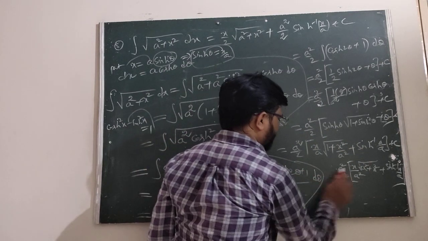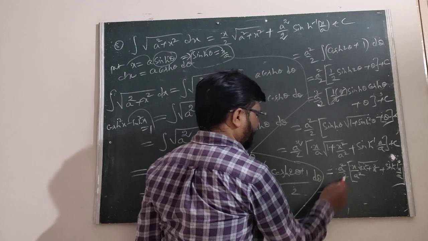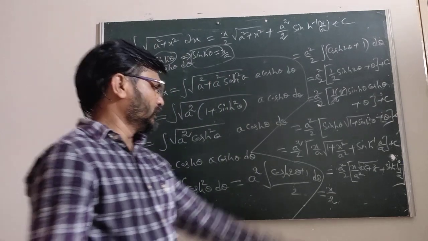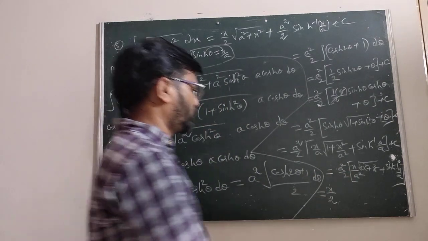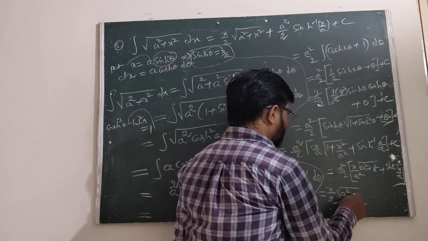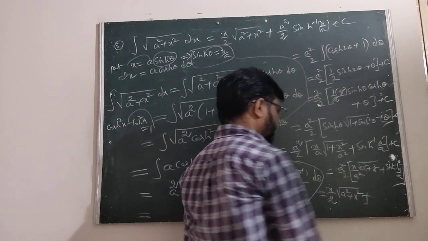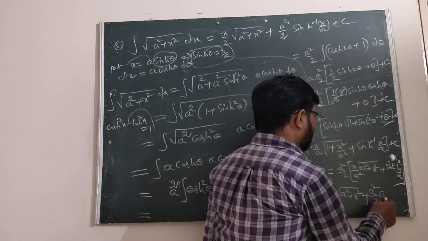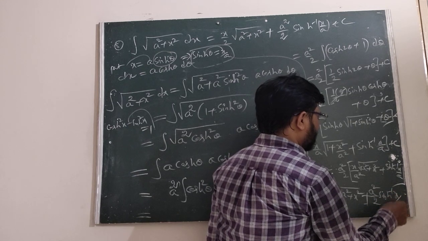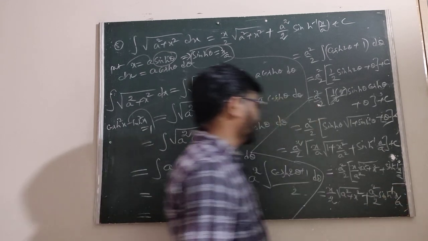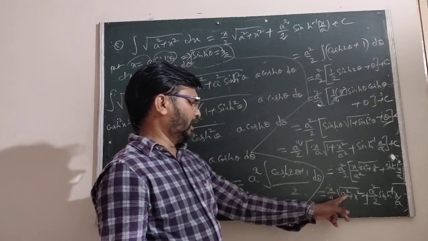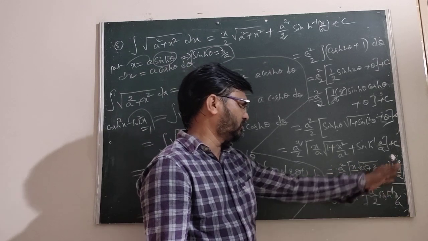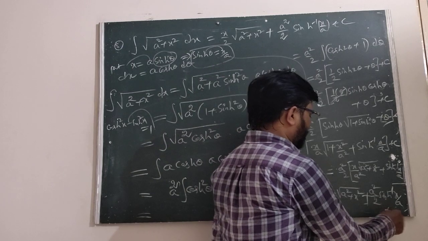We can get here the a square cancel. The remaining is x by 2 under root a square plus x square plus a square by 2 sin h inverse of x by a. Is it okay? Here a square cancel, x by 2 under root a square plus x square. Now this is a square by 2 sin h inverse of x by a. Finally we are taking plus c.